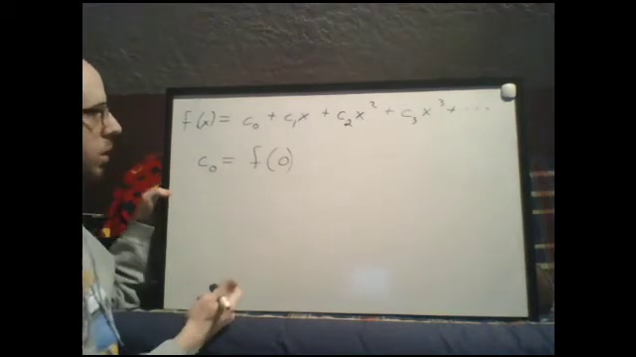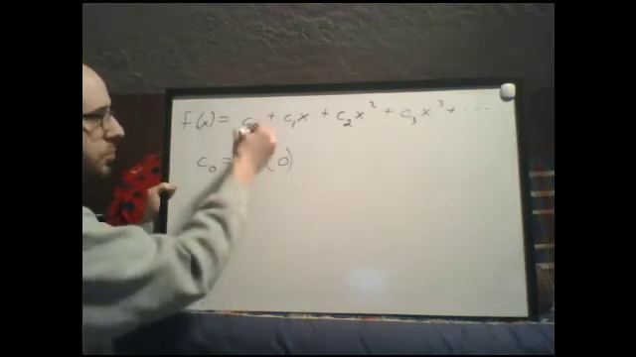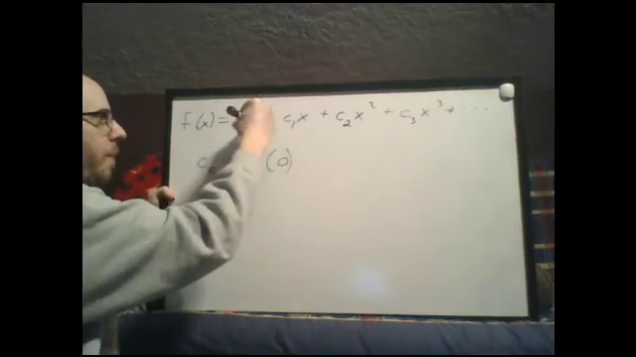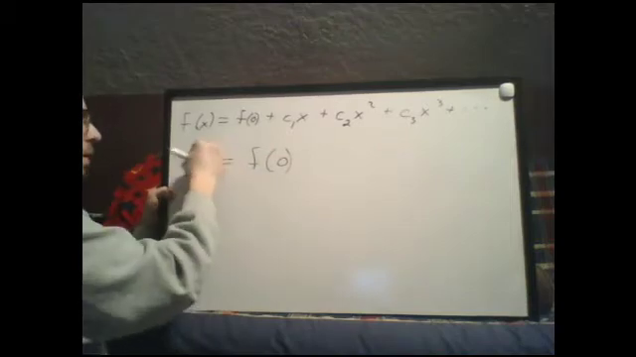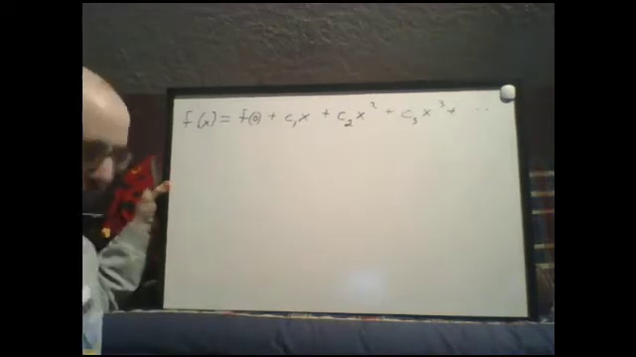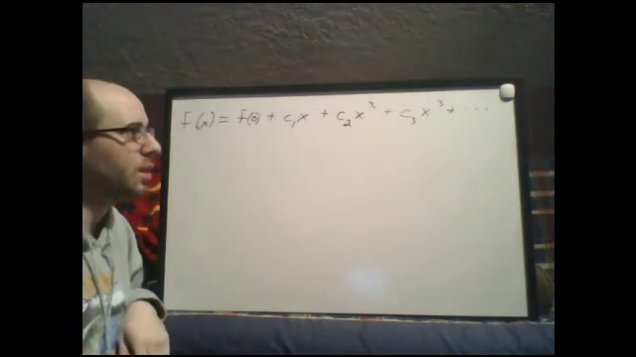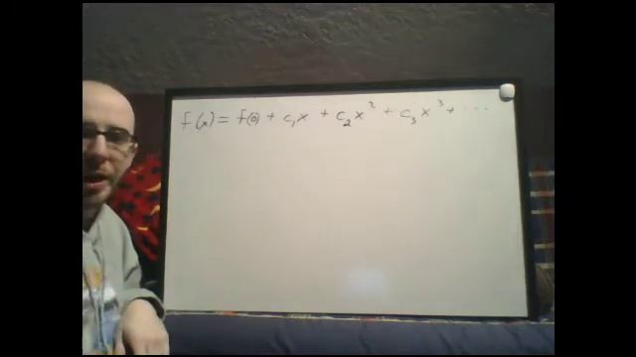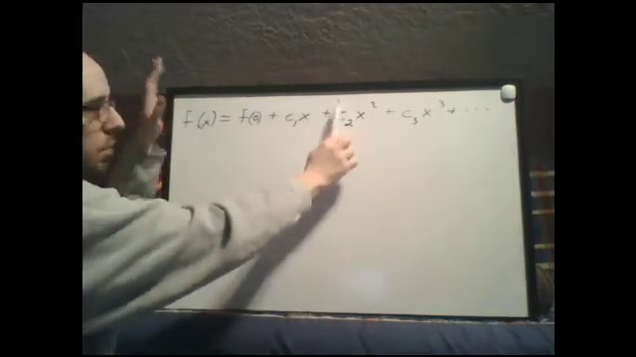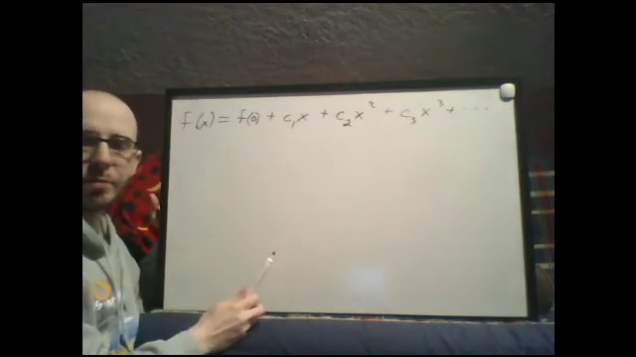Right? So let me fill these in as I go. C0 would be f of 0. So now we have to figure out, okay, what is C1? How would we figure out C1? Well, there's not really a convenient x value I could plug in that would get rid of everything after C1, but leave C1 there. So I've done all I can from the original function.